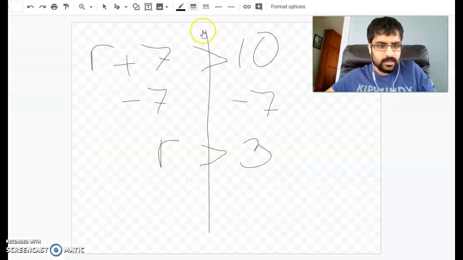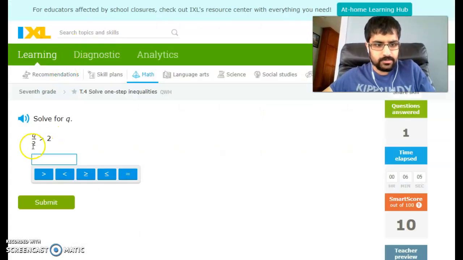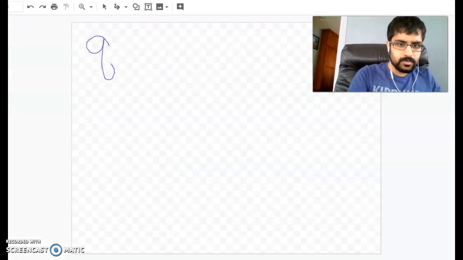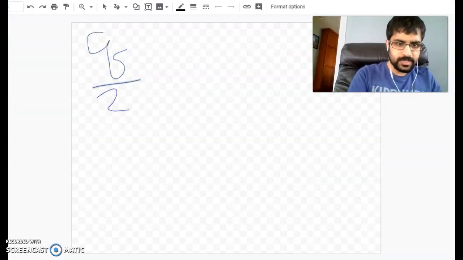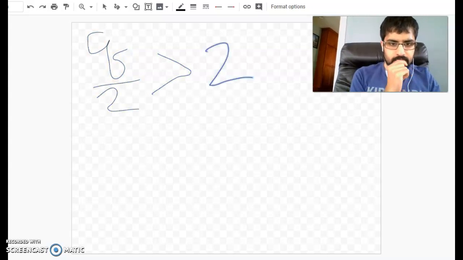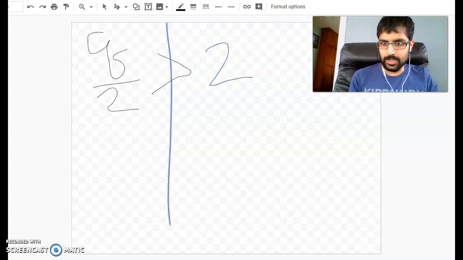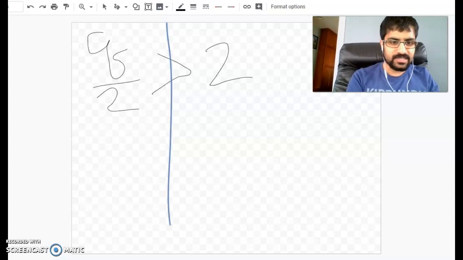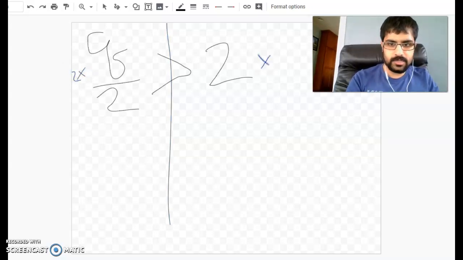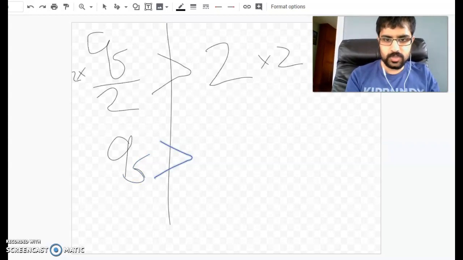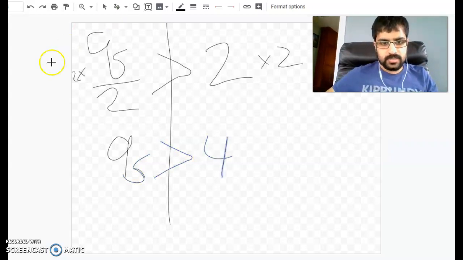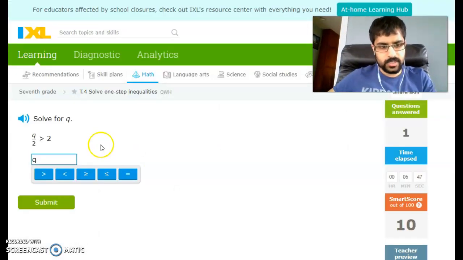Sweet. Let's try another. The next one says q divided by 2 is greater than 2. Since I'm dividing here, my inverse is going to be addition. Right? Wrong. I said it totally wrong. Since I'm dividing here, the inverse is going to be multiplication. Let's see if I can squeeze in a little times 2 there, times 2 here. Once I've multiplied, the 2 on the denominator of this fraction cancels out, and I'm left with q. 2 times 2 on the right-hand side leaves me with 4, so q is greater than 4. Let's try it.